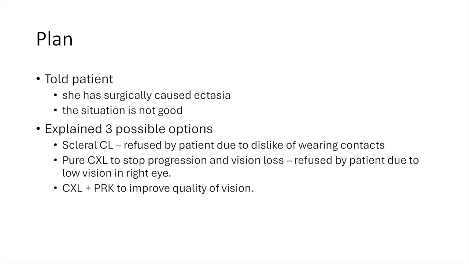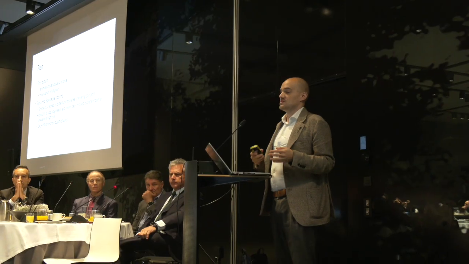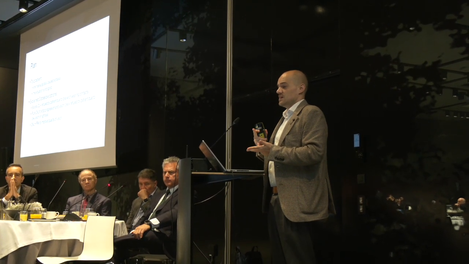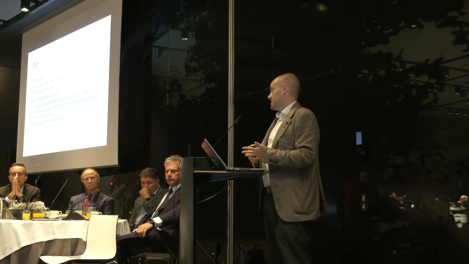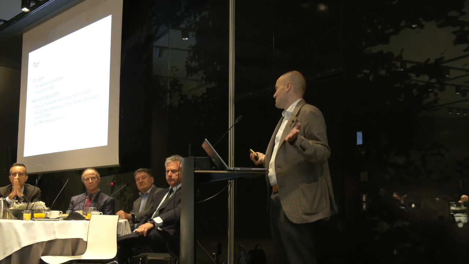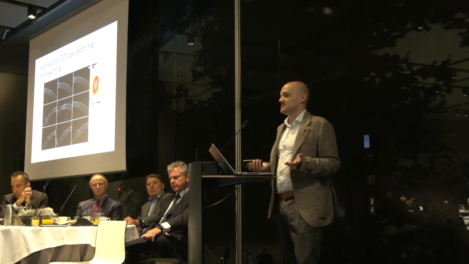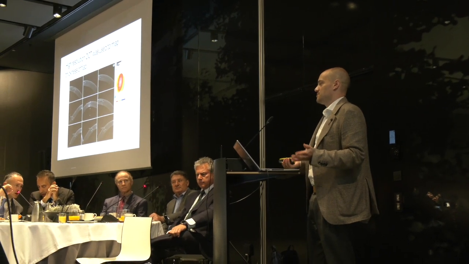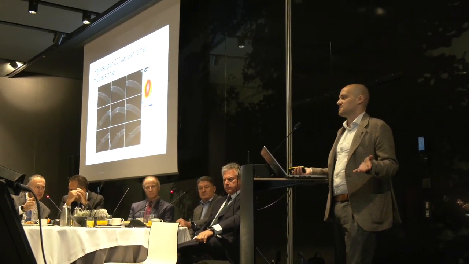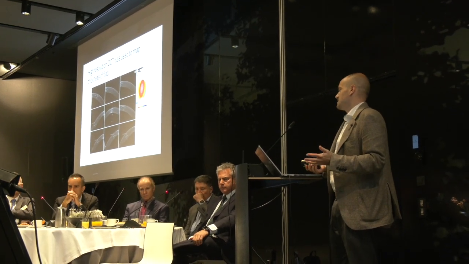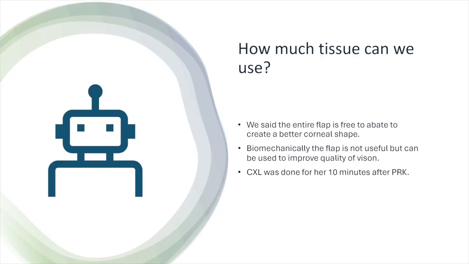The plan is simple. We tell the patient that they have surgically caused ectasia. We tell them the situation is not good, and we tell them there's 3 options: scleral, pure cross-linking, and cross-linking with PRK to try and help. I know Bart would not fully agree with you, but this is what we did in this case. So yes, we like the ray tracing view here, so we measure the flap in multiple locations. And what we do is we consider the flap as free tissue. It doesn't do anything for the biomechanics of the eye, so the entire thickness of the flap is available to make the eye better. So as I said, biomechanically, the flap is useless.